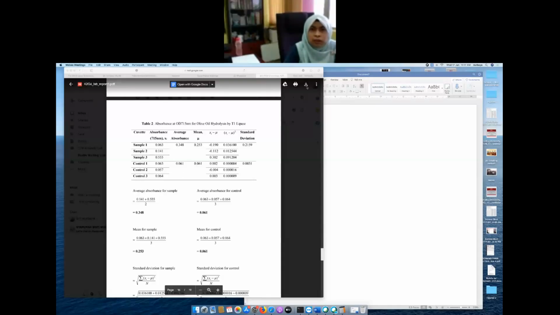Okay, so this standard deviation. If we look at here, we have sample 1, 2, 3. Number 1 is 0.0. I'm going to close this. I'm going to open again. I'm going to use different color. Okay. So this one: 0.063, 0.141, 0.555. So you can see the difference between this and this.